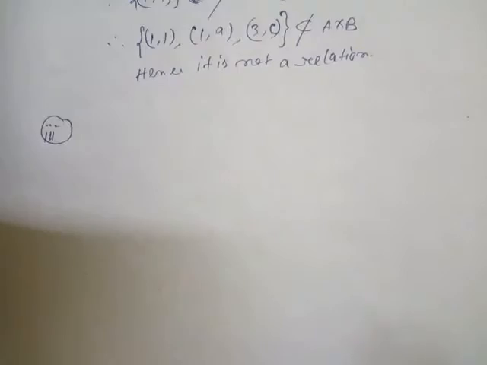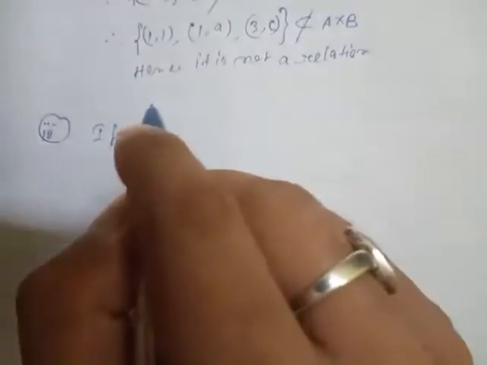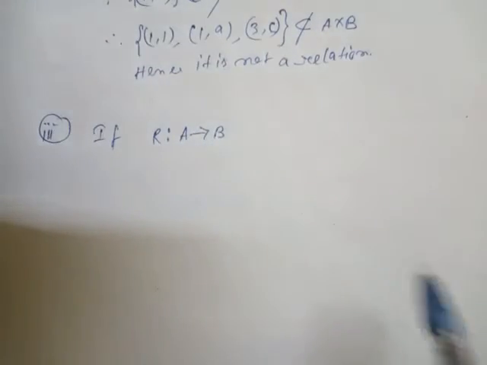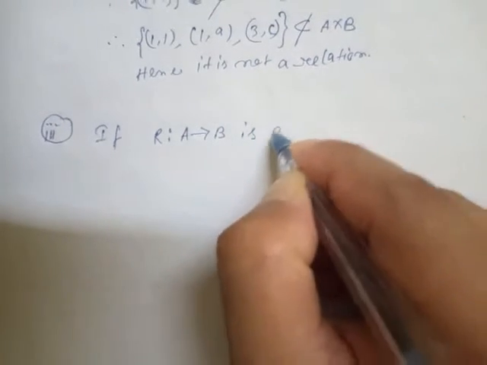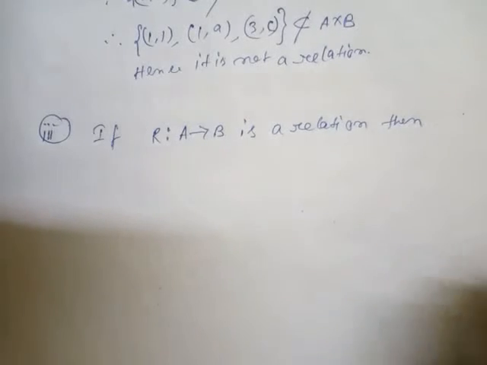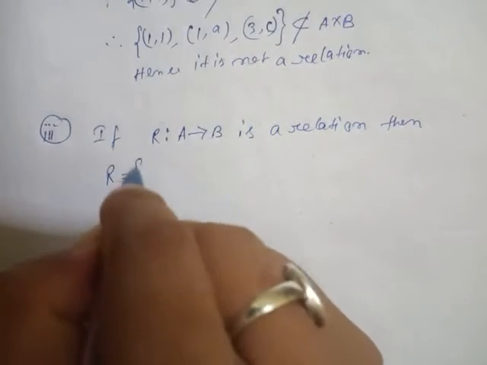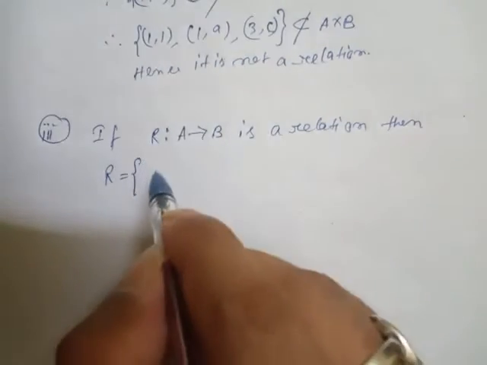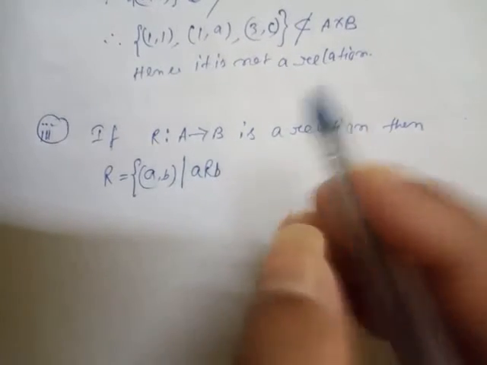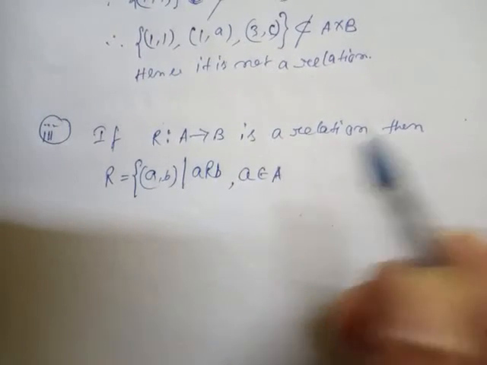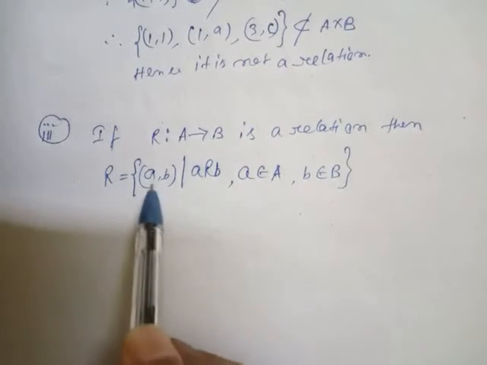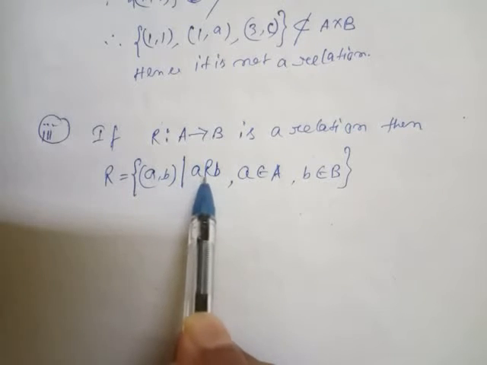So now look here. If R is a relation from A to B, then R equals (a, b), where a R b, and a belongs to A, and b belongs to B. Look, student, here it means (a, b) and a R b.